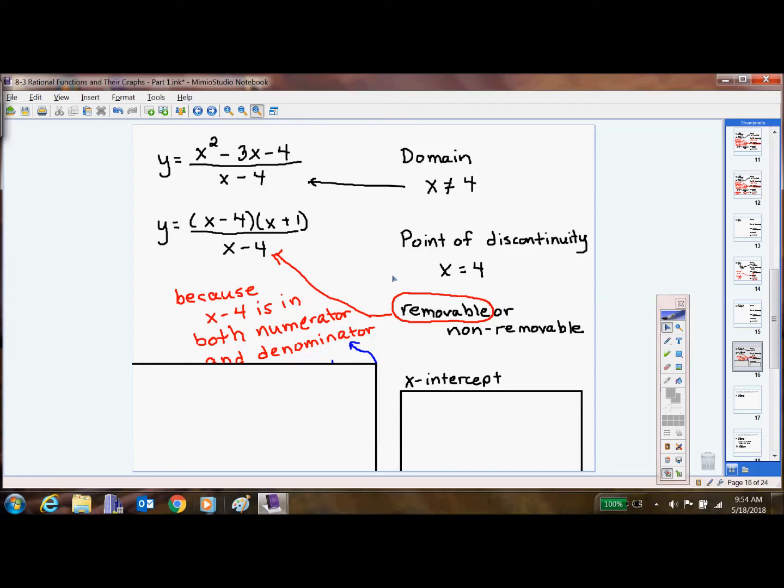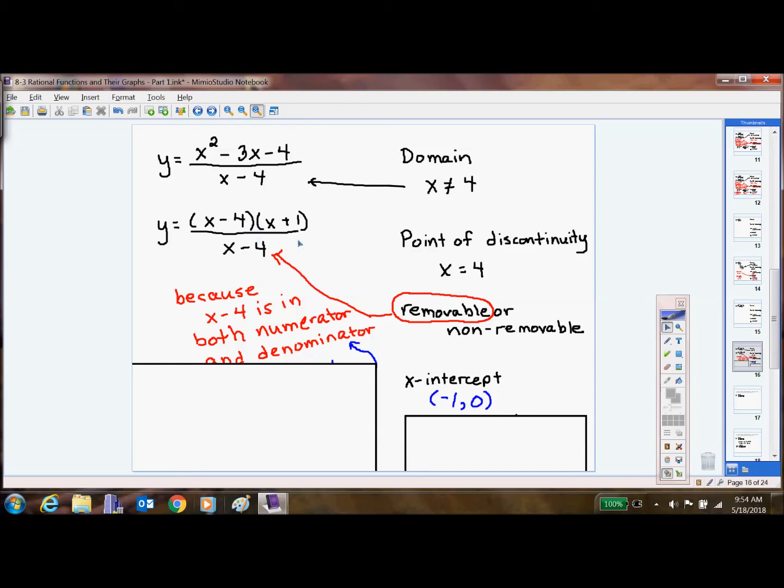Any thoughts? Alex? Negative 1, 0 is the x-intercept. Now, some of you might have been thinking also about the 4. Alex, you want to explain why 4 can't be another x-intercept?